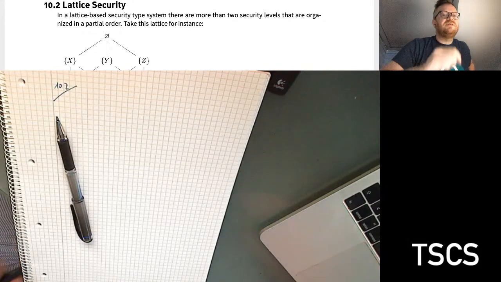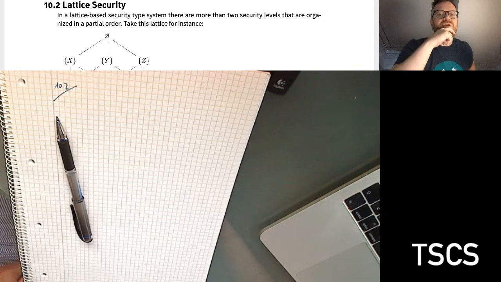In a lattice-based security type system, there is more than one security level, not just high and low, but multiple, that are organized in a partial order. So we have this lattice, for instance. This lattice gives us the relationships between all of these security levels.